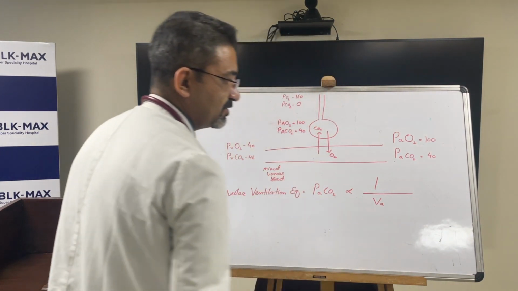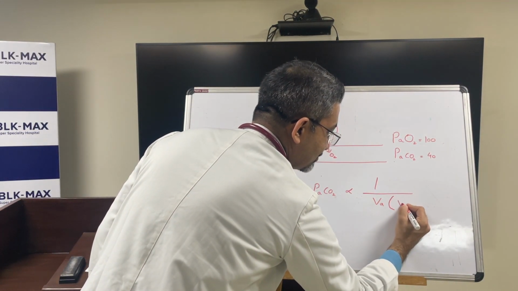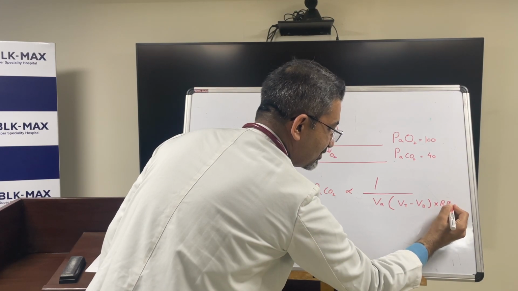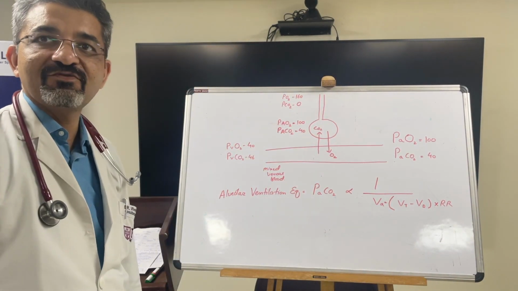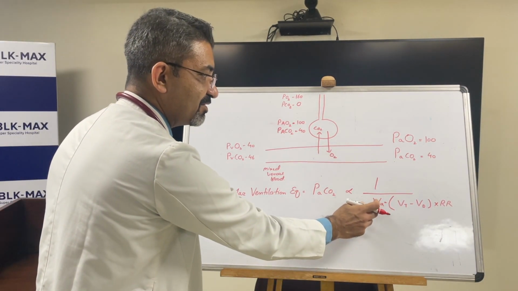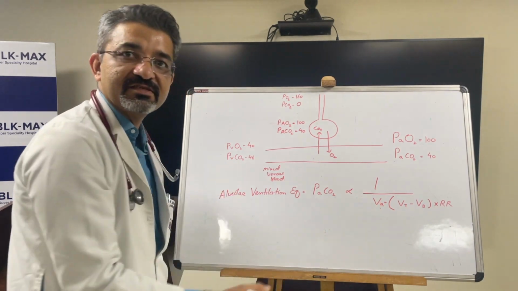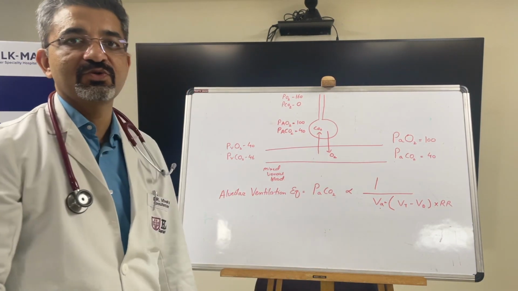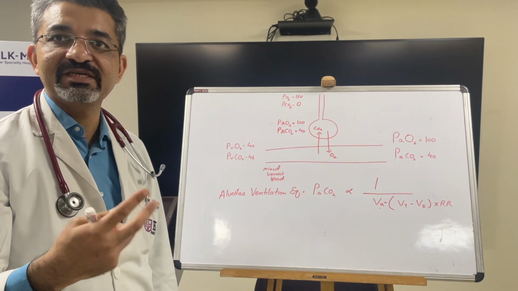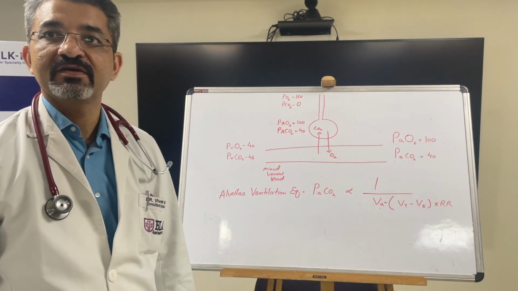Now this PaCO2 is inversely related to alveolar ventilation. From the last lecture we know alveolar ventilation was tidal volume minus dead space volume into respiratory rate. So if the patient is breathing fast and deep, alveolar ventilation increases, and your PaCO2 decreases.